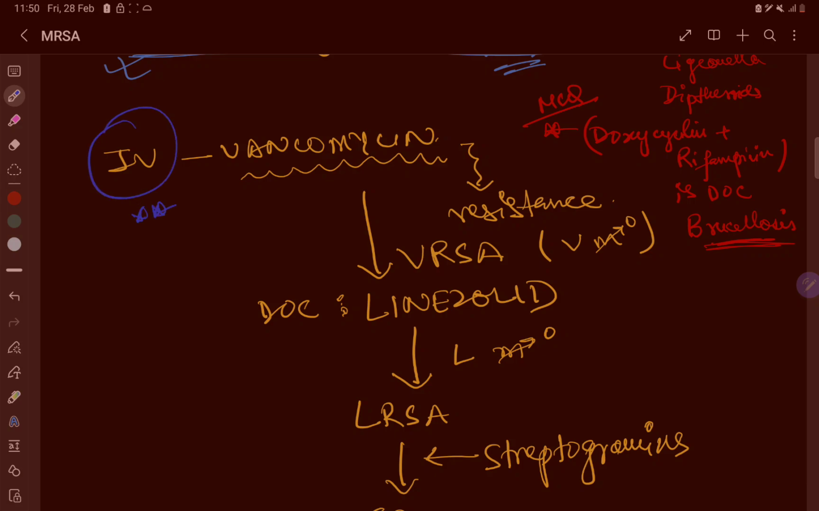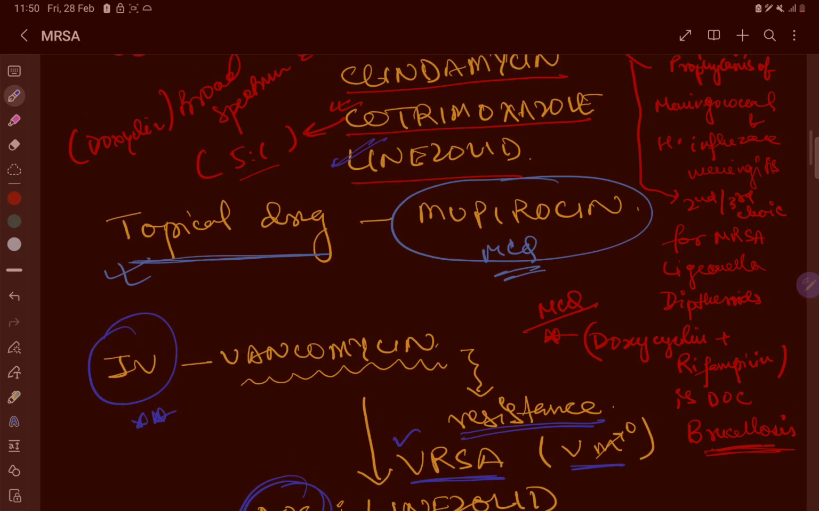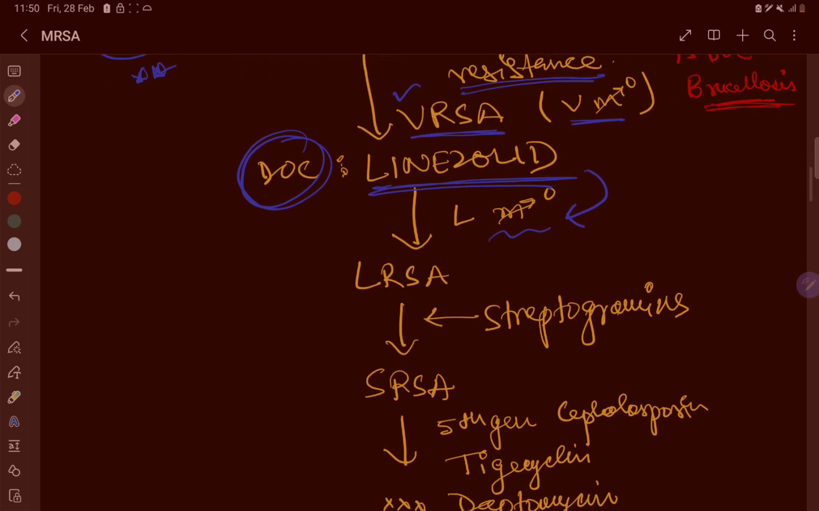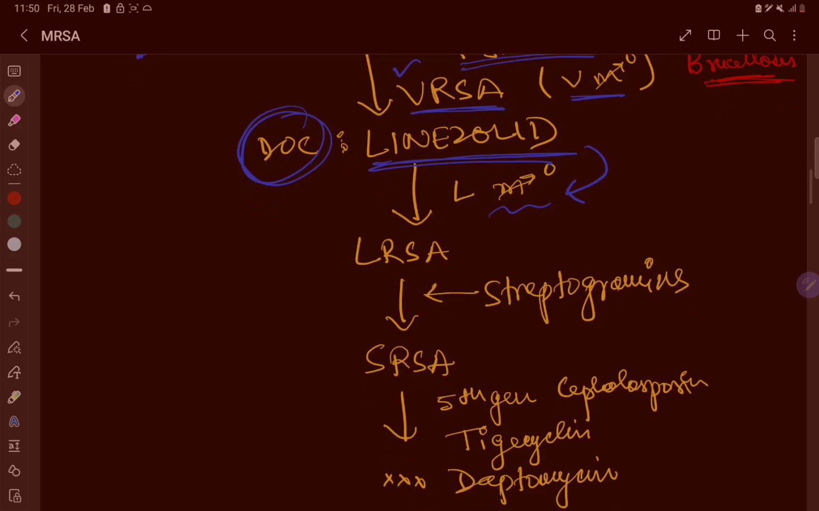When we give IV vancomycin, suppose resistance develops against that also, there is a mutation, so it is called vancomycin resistant Staphylococcus aureus. Here the drug of choice is linezolid. But we are seeing cases of mutation of linezolid also. So when we see a mutation in linezolid resistant Staphylococcus aureus, what do we give? Streptogramins. Now streptogramins is something new, right? So what are the examples of streptogramins?